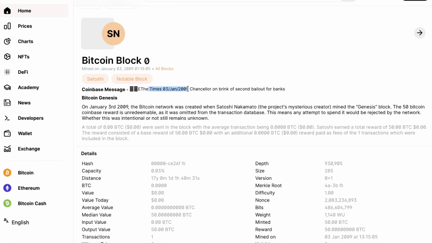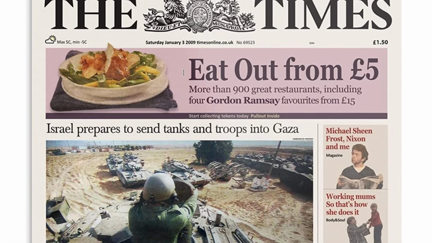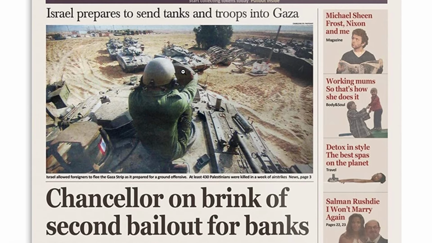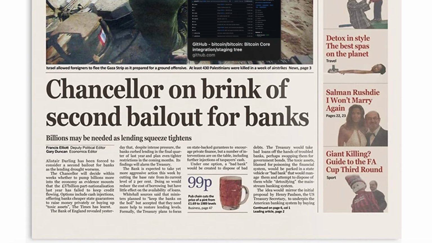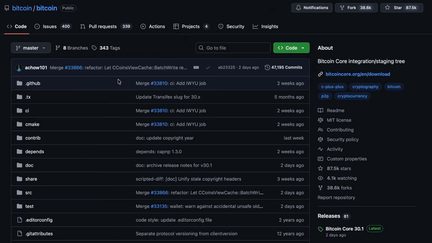The Times, January the 3rd, 2009, Chancellor on brink of second bailout for banks. Now, this just summarizes Bitcoin's true purpose perfectly. It was during the great financial crisis of 2008 and the fallout of this, when the UK Chancellor was on the brink of another bailout for the banks. Bitcoin was created to supply another means of monetary transactions that didn't rely on central parties and intermediaries that could dictate our transactions and control our lives.